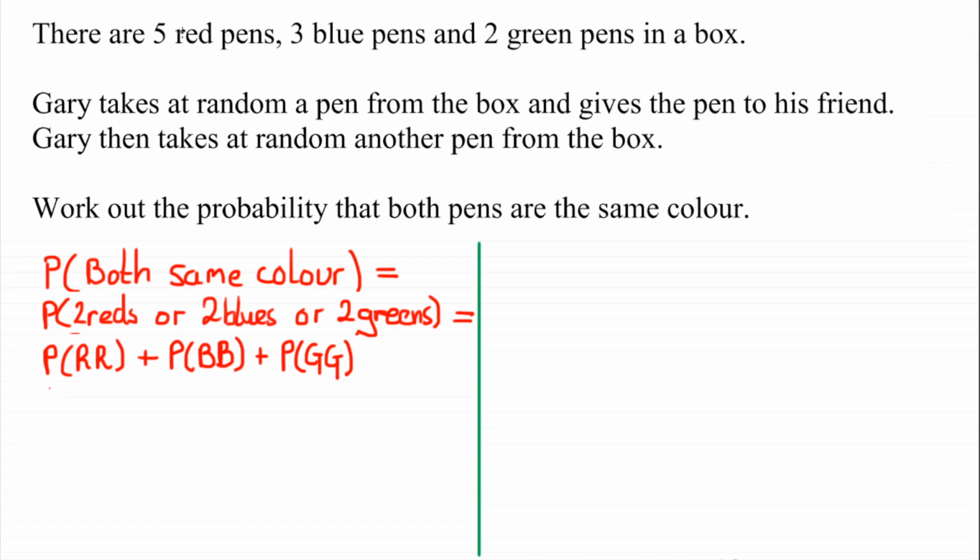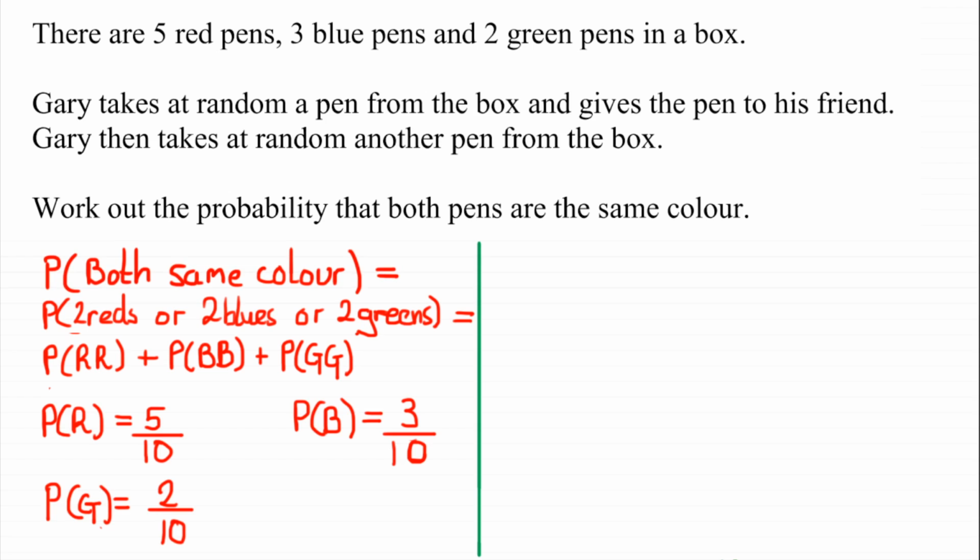As there are 5, 3, and 2 pens in the box in total, there are a total of 10 pens. So the probability of getting a red is equal to 5 over 10. The probability of getting a blue is equal to 3 over 10, and the probability of getting a green is equal to 2 over 10. The next stage is to calculate the probability of R and R plus blue and blue plus G and G.